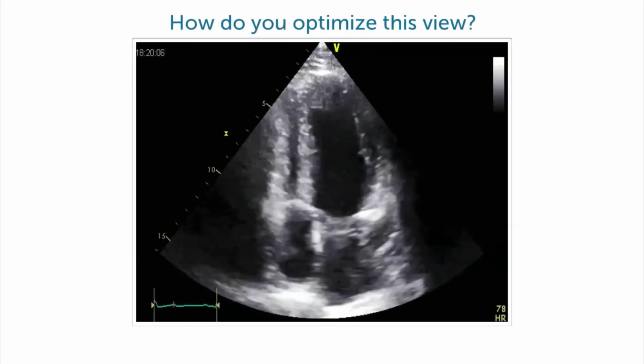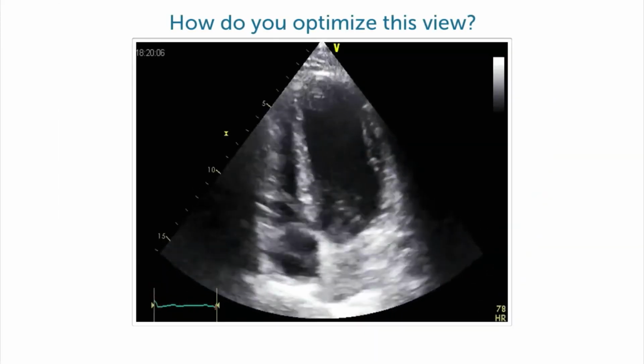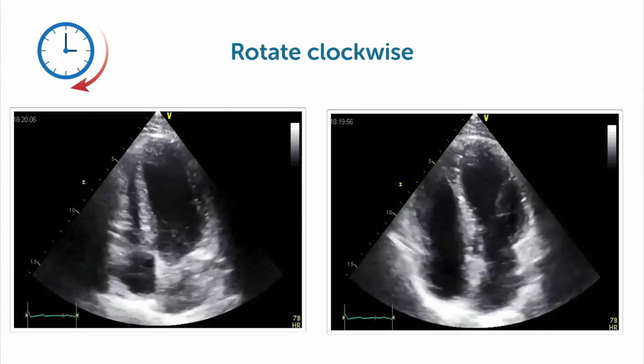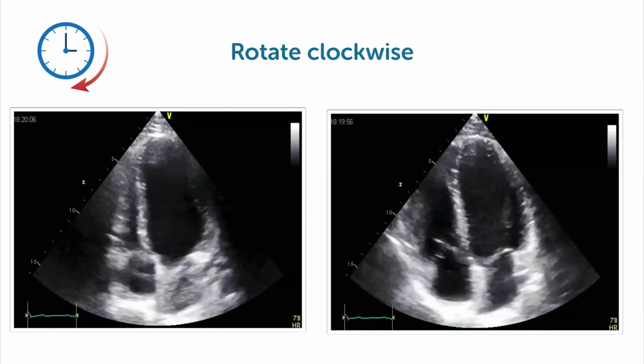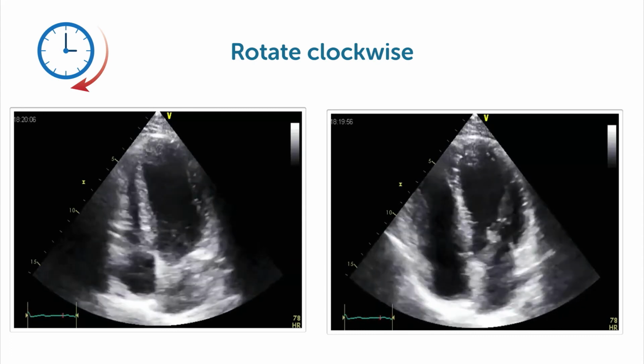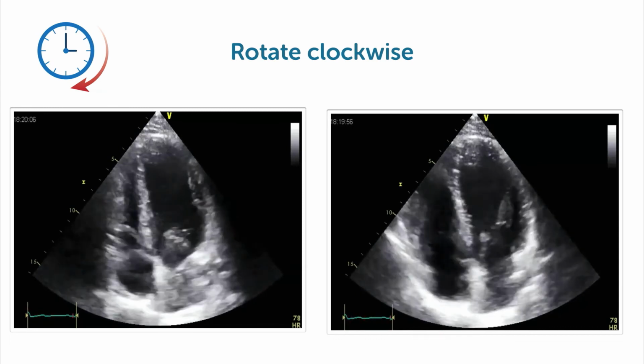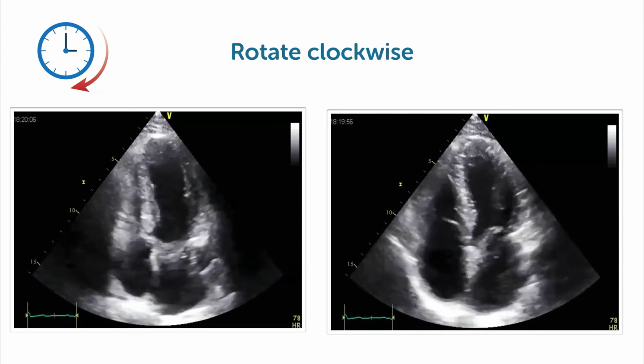So, for instance, what would you do to optimize this view? Well, you see the ventricle, the right ventricle is really small. Well, you need to rotate your probe clockwise, and you see how it changes. So the ventricle reaches its real size. Yeah, look, compare this to this.